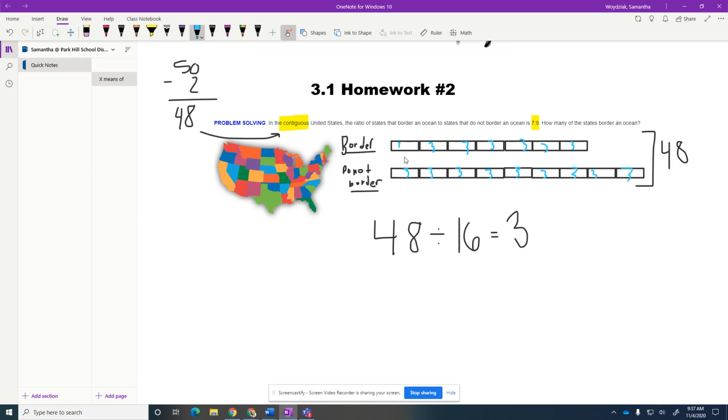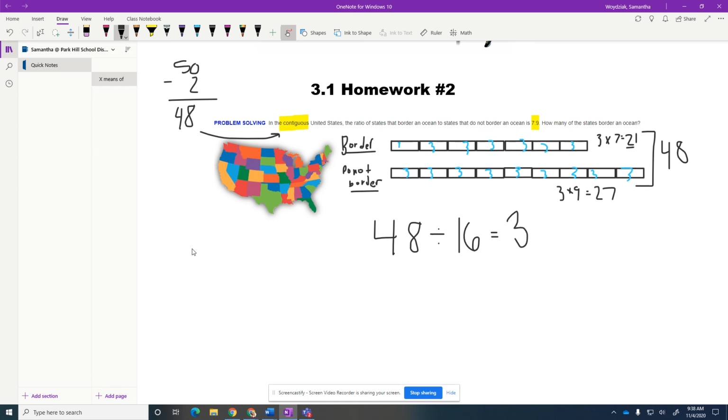So how many border? Well, I could represent that by 3 times 1, 2, 3, 4, 5, 6, 7. And we know that's 21. And then I can represent the states that do not border the ocean by 3 times 9. And that would be 27. So the answer to the question, how many of the states border an ocean, would be 21.